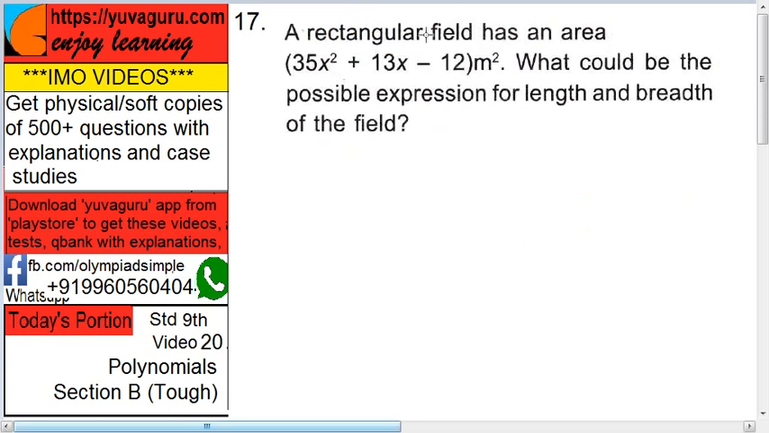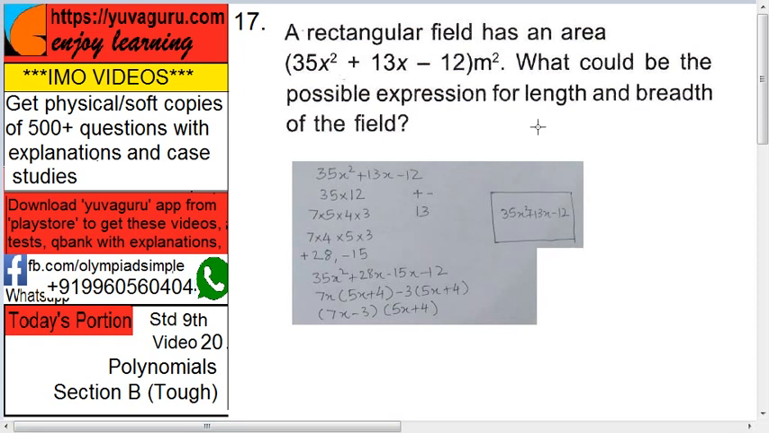A rectangular field has an area 35x² + 13x − 12 square meters. What could be the possible expression of length and breadth of the field? First, understand the problem. This is a rectangular field given and this is the area given. You have to find the possible length and breadth.